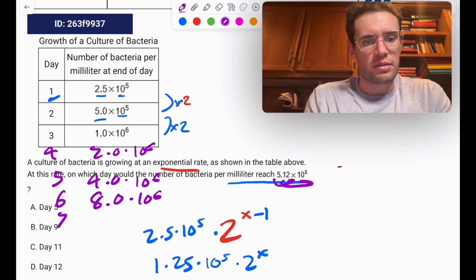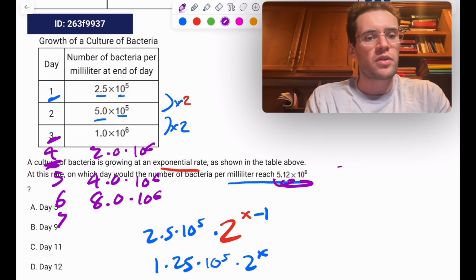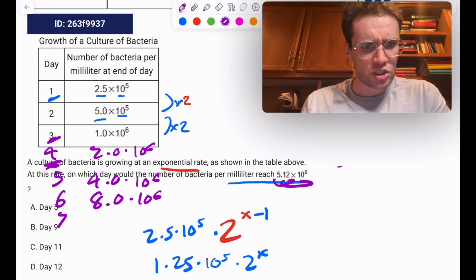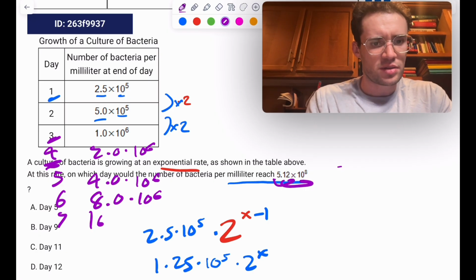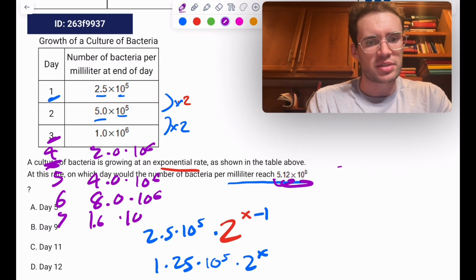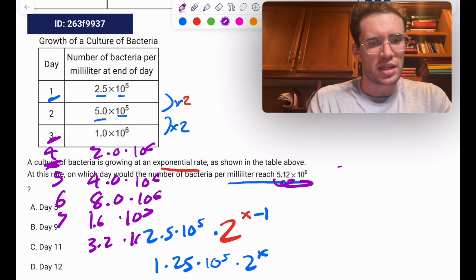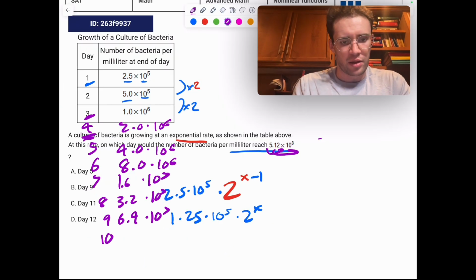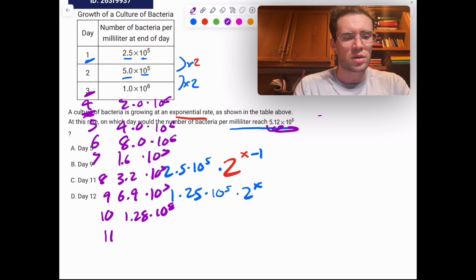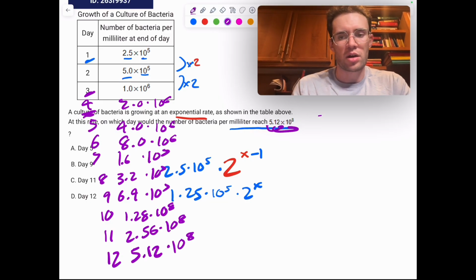But yeah, we keep going. Basically that means you're multiplying. So you'd start from 1, and then you'd have to multiply it by 2 to the 9th. So it'd be 9 days after day 3. It should be day 12, but just to check it, you go like this. 16 times 10 to the 6th is 1.6 times 10 to the 7th. And that'd be 3.2 times 10 to the 7th. 6.4 times 10 to the 7th. And then that would become 1.28 times 10 to the 8th. And then you double that. Day 11 will become 2.56 times 10 to the 8th. And then double that. Day 12 it would be 5.12 times 10 to the 8th. Right, which is what we're looking for.